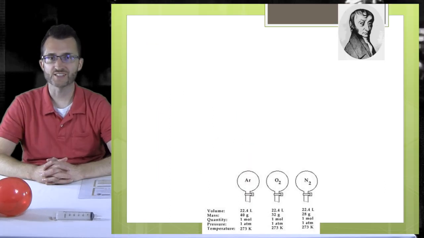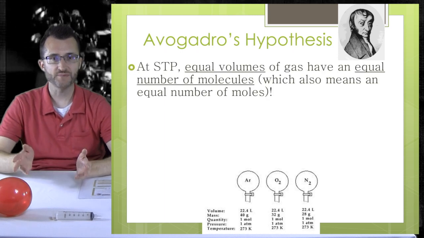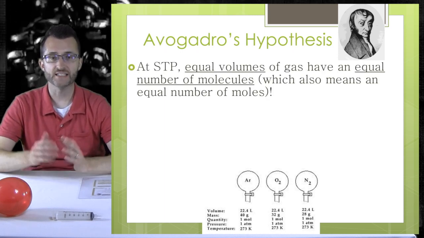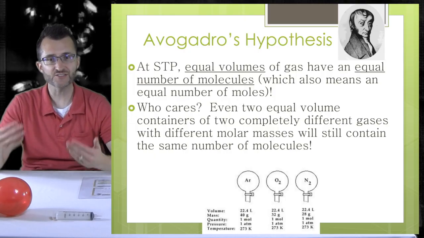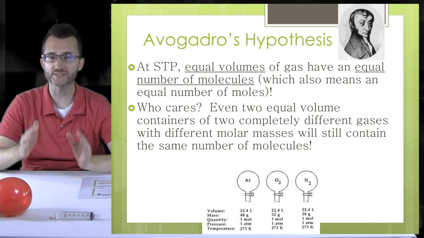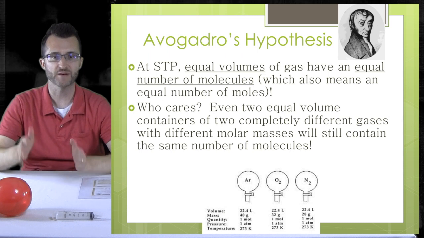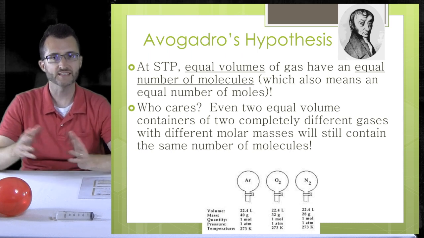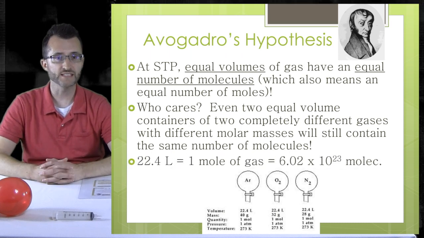All right, we're going to return to Avogadro. This is Avogadro's hypothesis. At STP, equal volumes of a gas have an equal number of molecules, which also means an equal number of moles. Who cares? Well, even 2 equal volume containers of 2 completely different gases with different molar masses will still contain the same number of molecules. Putting it all together, something you can find off of Table T, 22.4 liters equals 1 mole of gas equals 6.02 times 10 to the 23rd molecules.